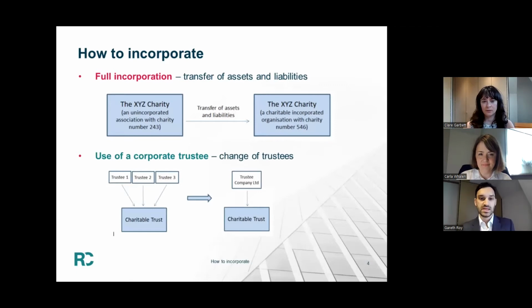The second option is less commonly used, but if you have a charitable trust, you could replace the individual trustees with a company that becomes the sole trustee of the charitable trust, and the individual trustees become the directors of that company. That's clearly conceptually a little bit more complicated, and typically charities don't tend to choose that option unless there's a real reason to look at it. And that can get quite technical, but very briefly, normally that's where a charity holds significant amounts of property on permanently endowed trusts. But for the remainder of this webinar, we'll be talking about full incorporation, which is the most common route.